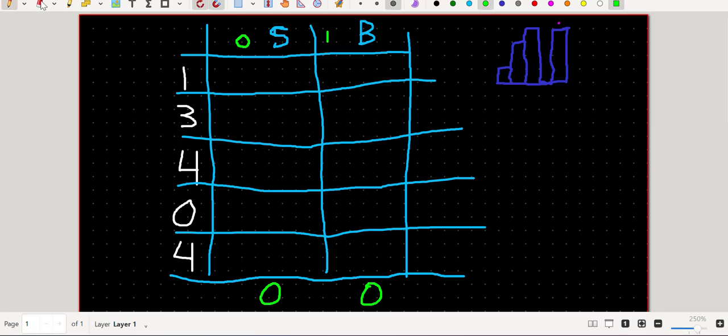You can see that here I have the prices for each day that we have in our example. First day is 1, then it's 3, then it's 4, then it's 0, then it's 4. I have my column for S, which means sell. Then I have my column for B, which means buy. Notice that I also have an additional row of zeros here at the bottom.